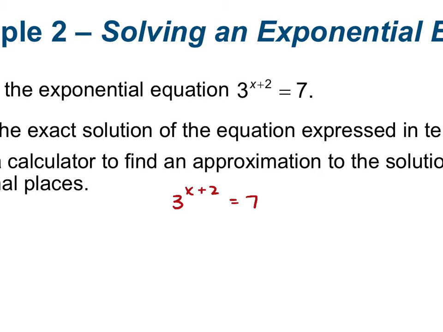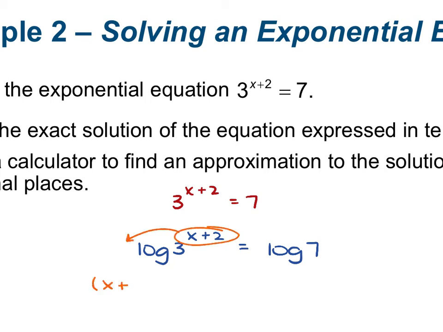Our whole idea here is to take the log of both sides. When we take the log of both sides, we're going to have log 3 to the power of x plus 2 is equal to log 7. Your rule with logs is if there is an exponent, that exponent goes out front and it multiplies. So we're going to have x plus 2 times log 3 is equal to log 7.